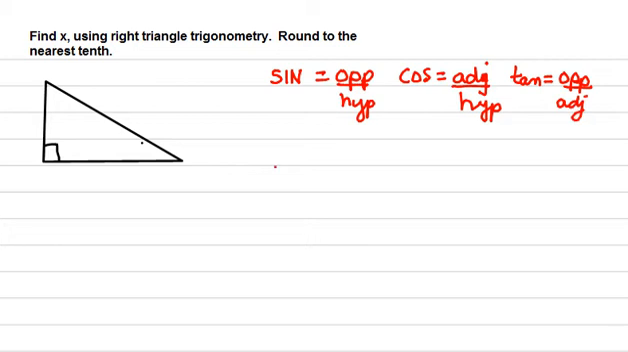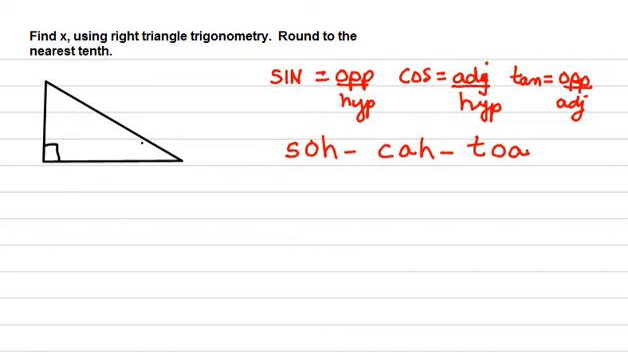And what we came up with last week is that the sine is the opposite over the hypotenuse, the cosine is the adjacent over the hypotenuse, and the tangent is the opposite over the adjacent. A nice little way to remember sine, cosine, and tangent.